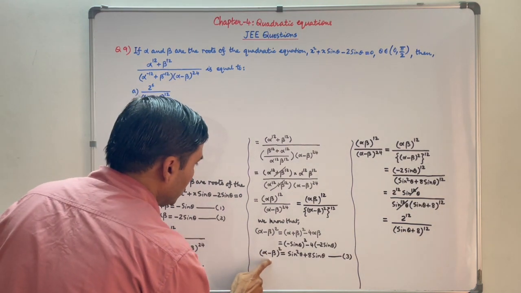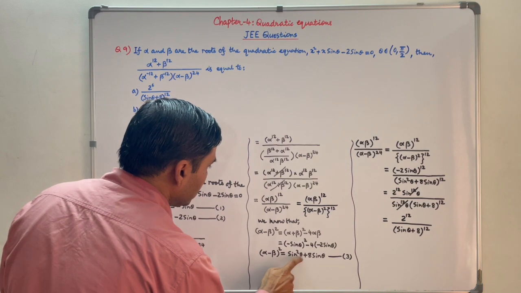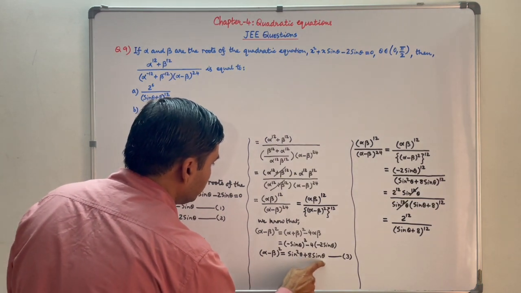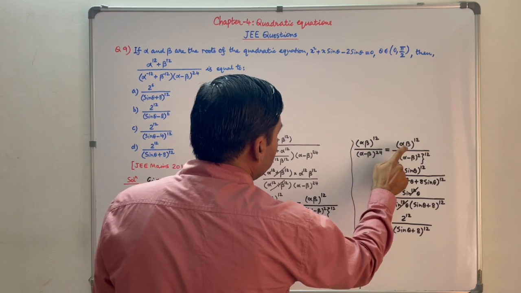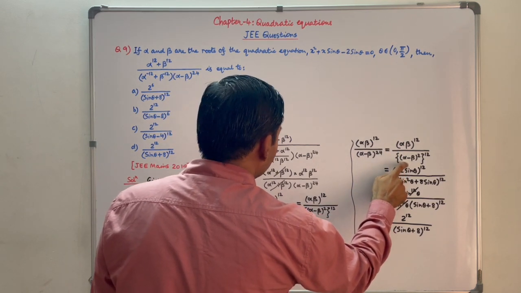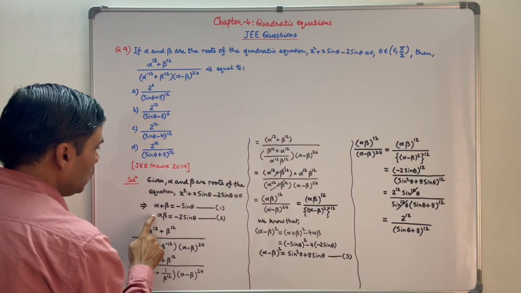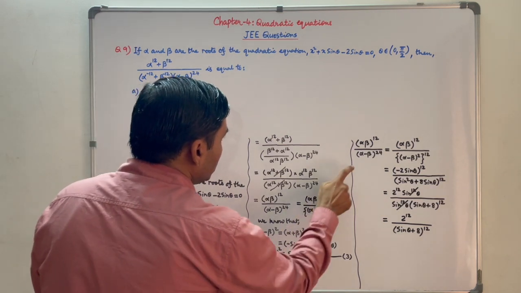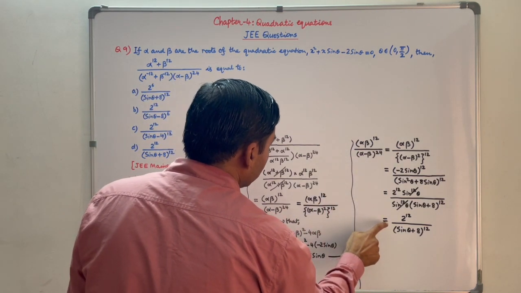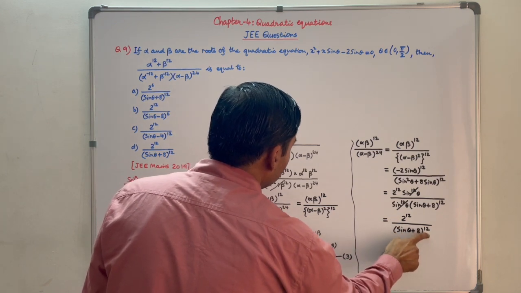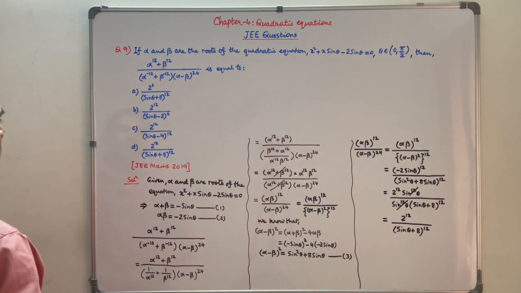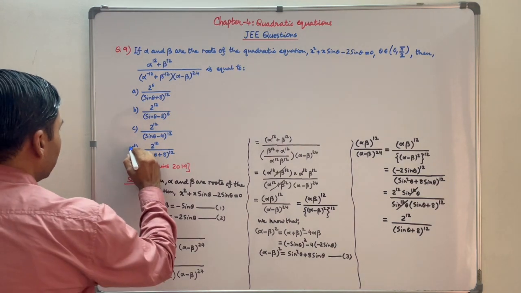So (alpha minus beta) whole square is equal to sine square theta plus 8 sine theta. Now we will put the values of alpha beta and (alpha minus beta) whole square from equation number 2 and 3. So the expression is simplified further as 2 to power 12 upon (sine theta plus 8) to power 12. So option D is correct.